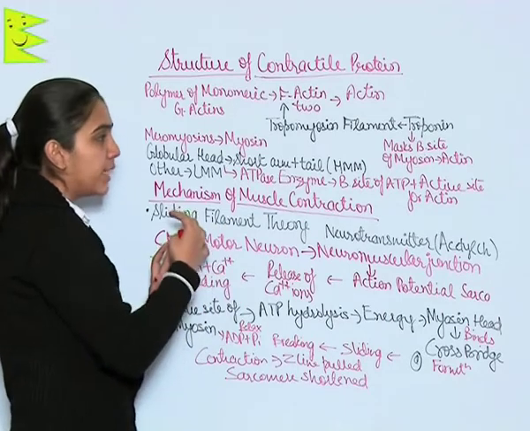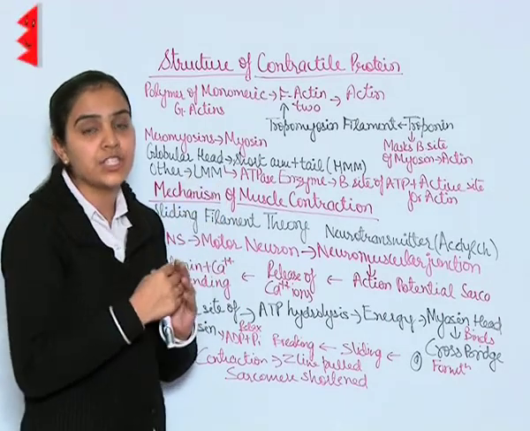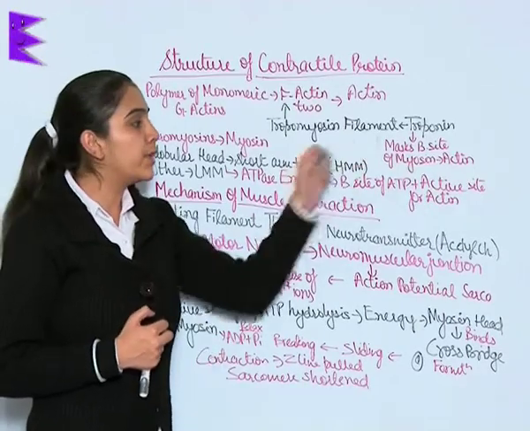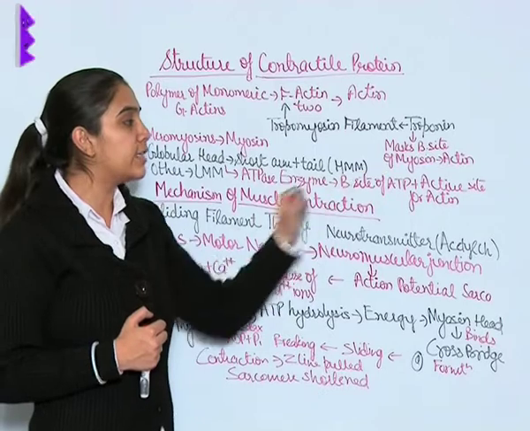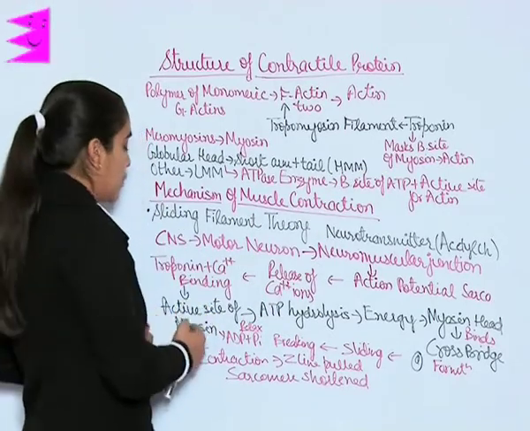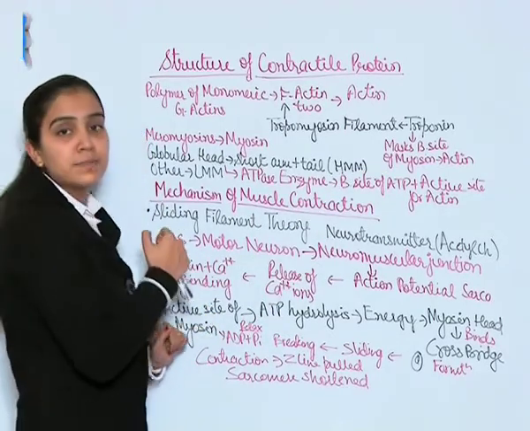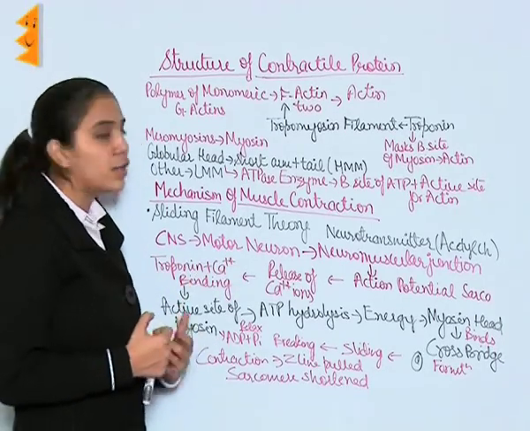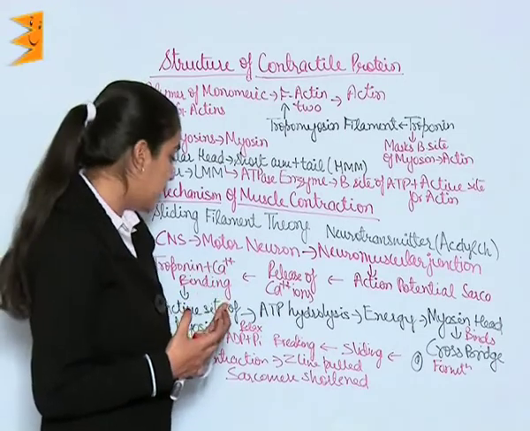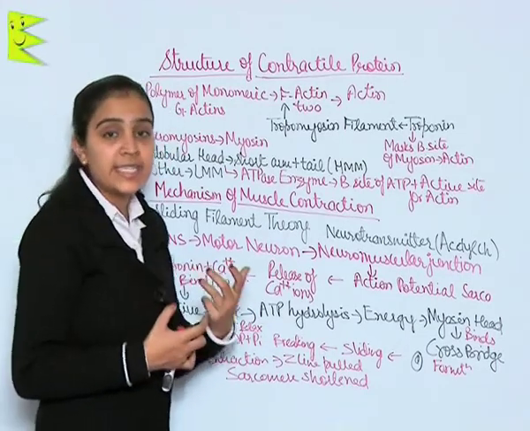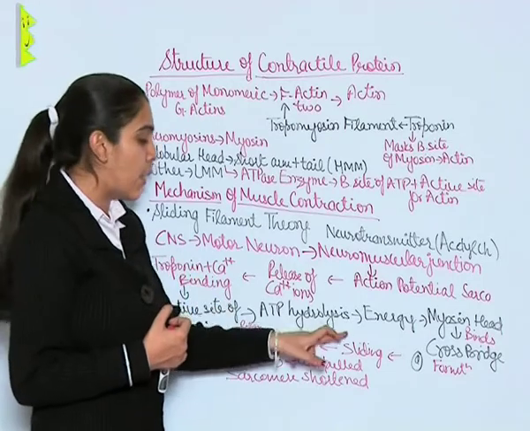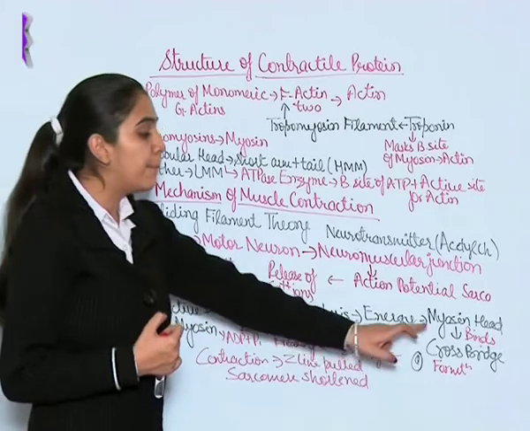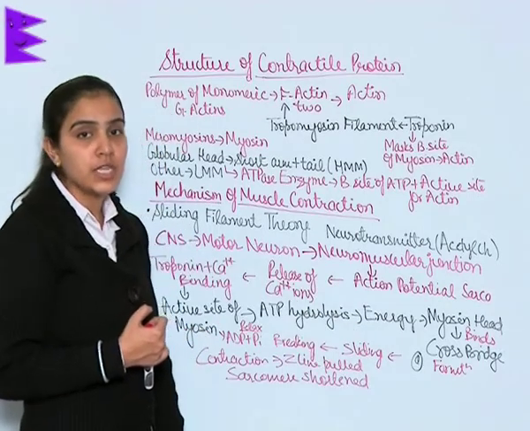When troponin binds to the calcium ions, what does troponin do? We have studied that troponin masks the binding site of myosin. So when troponin is binding to calcium ions, now the active site of myosin is free and it gets energy from the hydrolysis of ATP, and thus the myosin head binds and a cross bridge is formed.